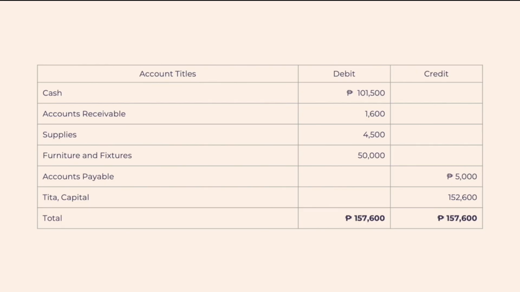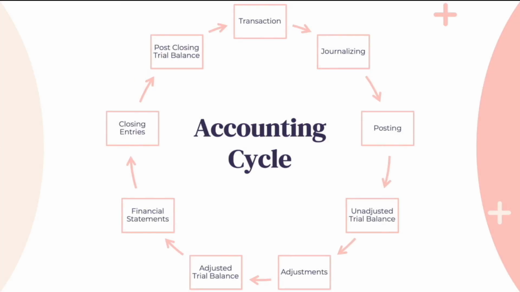So that's it! After the post-closing trial balance, you're now done with one accounting period. To start with another accounting period, you'll have to start again from identifying the transactions.